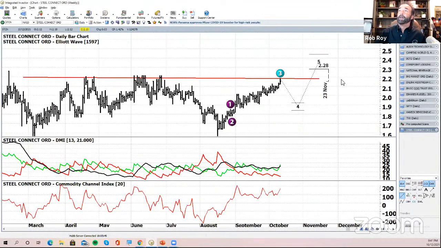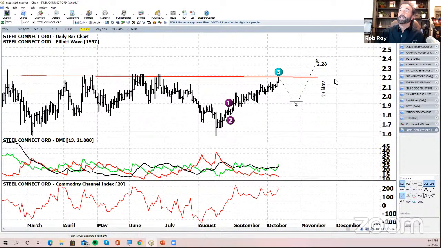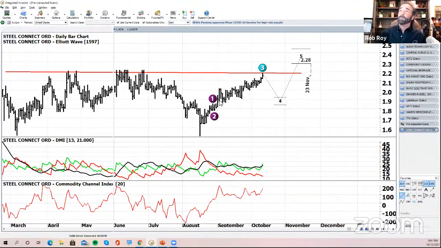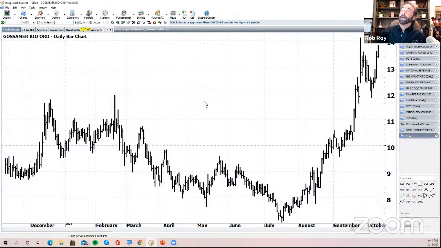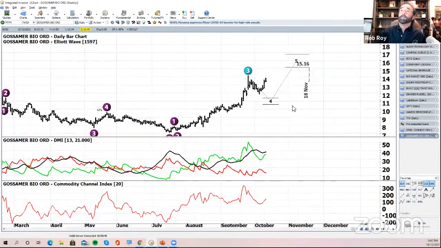But right here, we're at some resistance. We've got to break above that 220 level. Not a whole lot of room to move from there. So it likely could break above that, but I don't know. Let's take a look at this, it looks like a better chart.